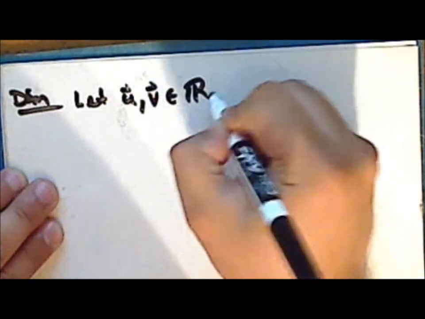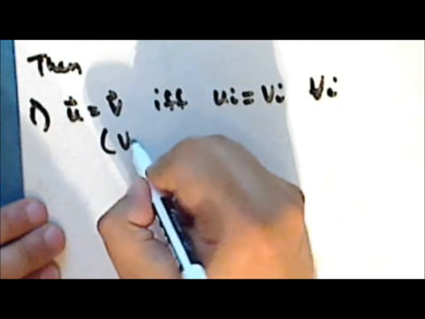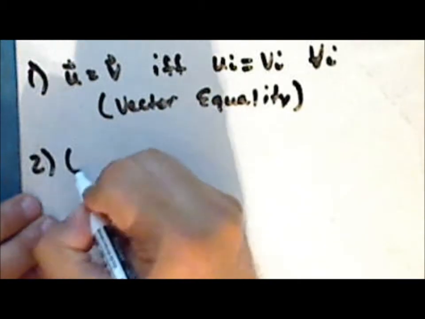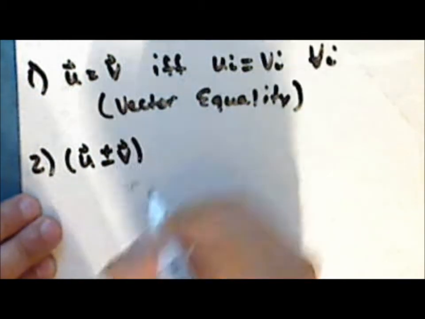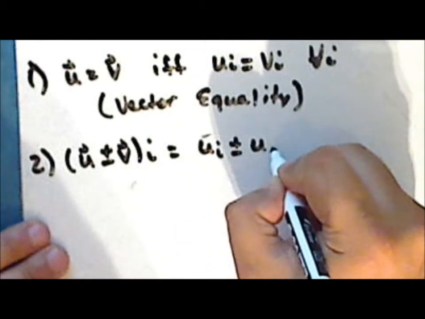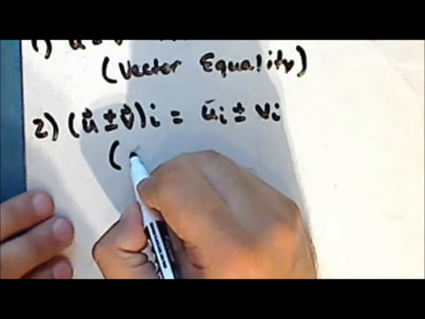Let U and V both be vectors in n-dimensional real space, and let C be a scalar, a real number. Then the vector U is equal to the vector V if and only if each component is the same in both vectors. And so here we have vector equality. The component in the sum or difference of two vectors is the sum or difference of the components. And so here we have the definition for vector sum or difference.